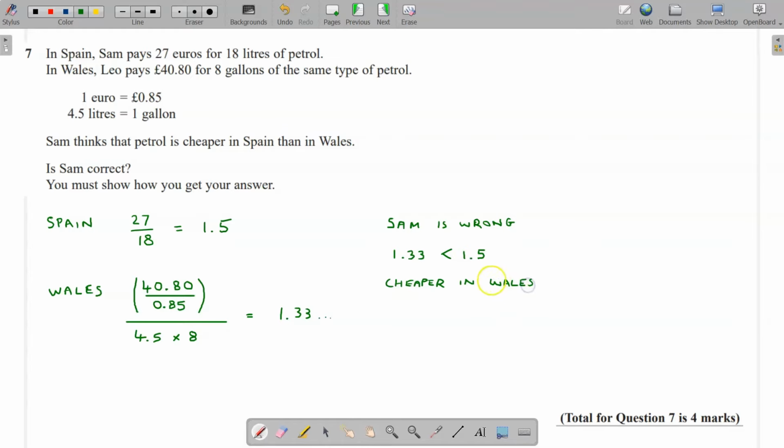There's lots of other comparisons you could have made. You could have looked at the price of 1 gallon in Spain in pounds if you wanted to and done it that way, but it's got to be an accurate and properly calculated comparison. There it is.